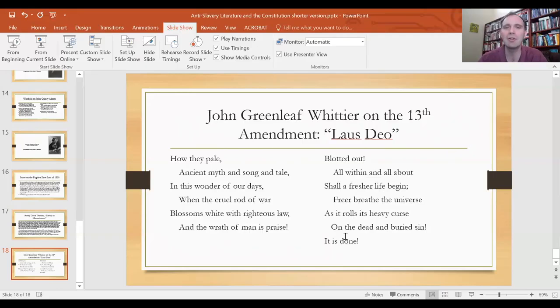He writes, "How they pale, ancient myth and song and tale, in this wonder of our days, when the cruel rod of war blossoms white with righteous law, and the wrath of man is praise. Blotted out, all within and all about shall a fresher life begin, freer breathe the universe as it rolls its heavy curse on the dead and buried sin. It is done."